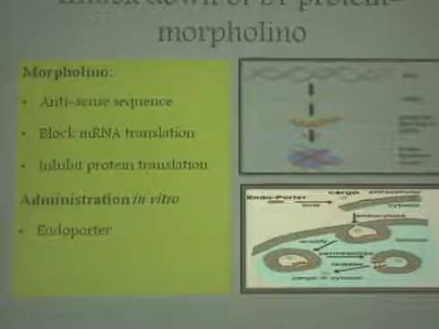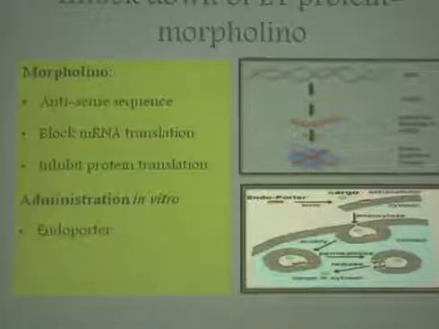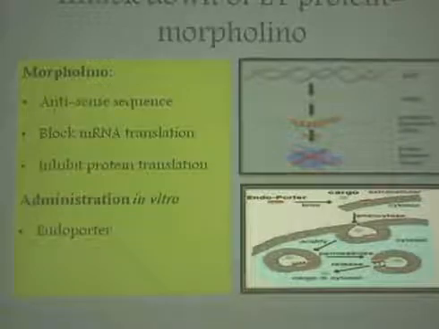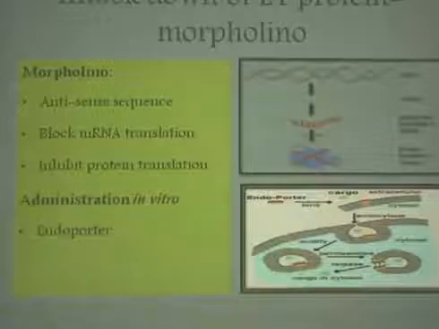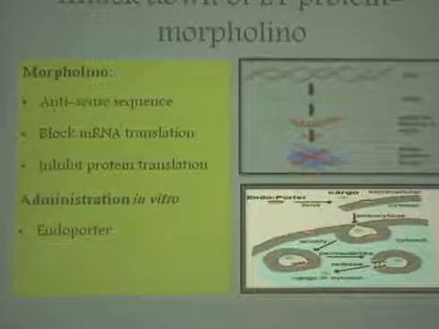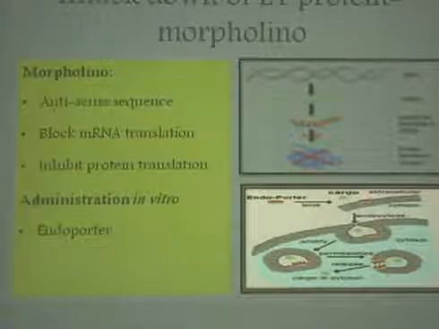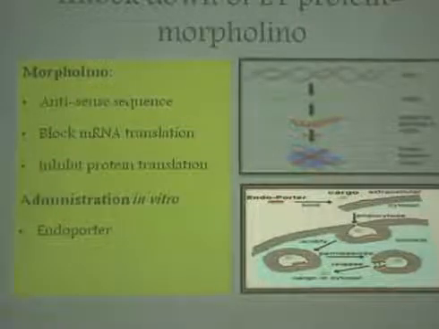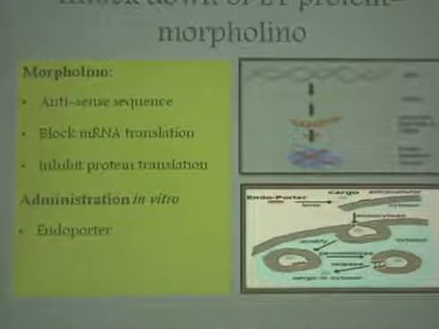But how can I get that antisense sequence into the cell? The way I administer it in vitro is by an Endo-Porter. What the Endo-Porter does is that it binds to the exoplasma of the cell. Once bound, the cell engulfs it and takes it in. Then, once inside, the cell permeabilizes and it is released. So once the antisense sequence is inside the cell, this sequence will recognize the mRNA and block protein translation.